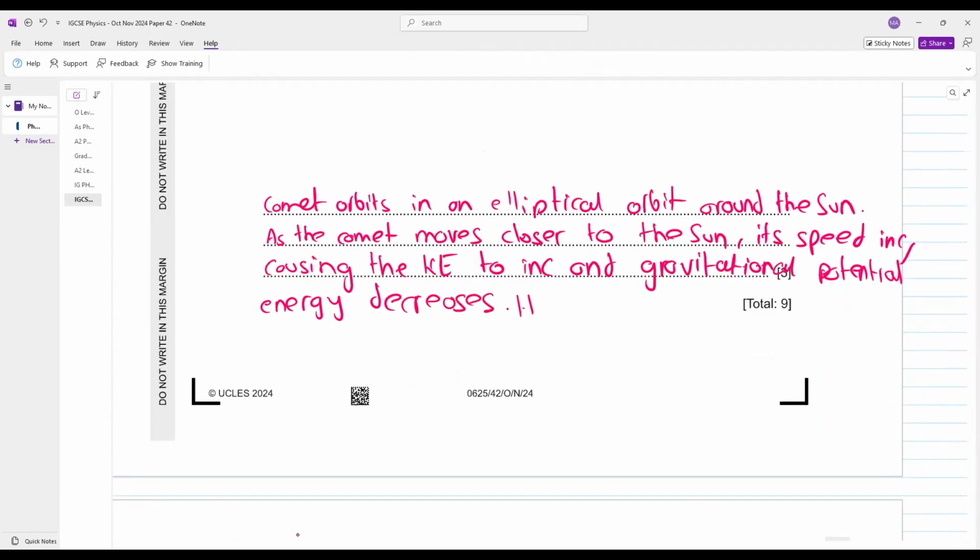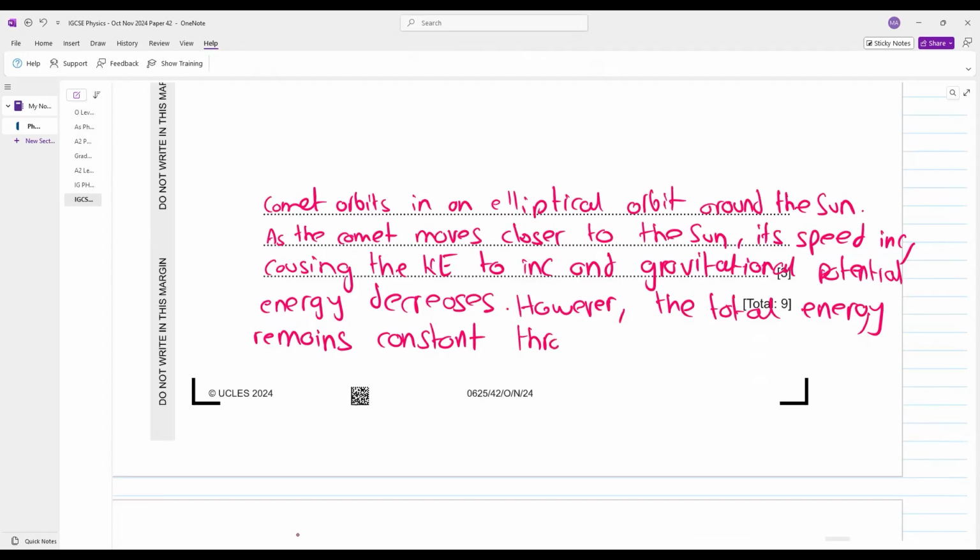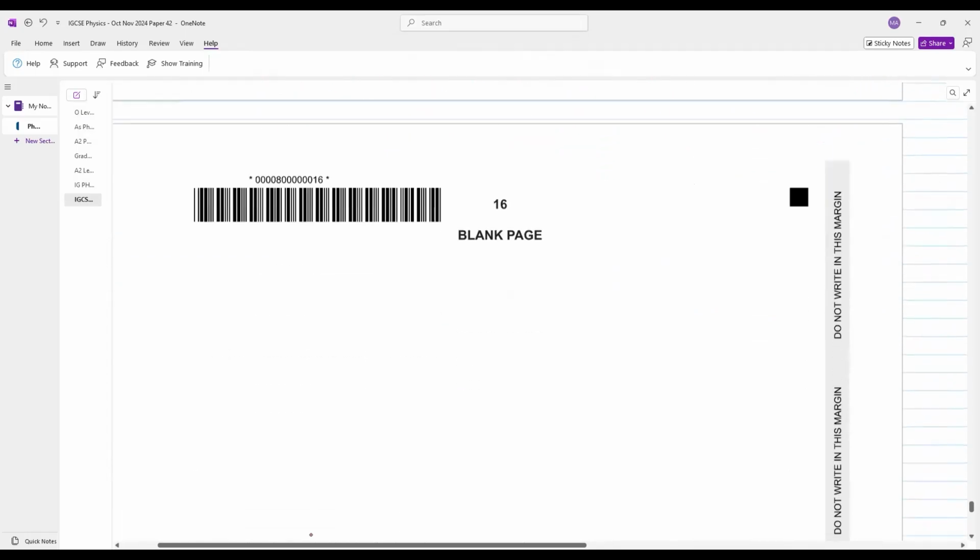However, the total energy remains constant throughout. The total energy remains constant throughout. You can obviously write it in much smaller handwriting. Remains constant throughout. I think this was the last question of this paper.